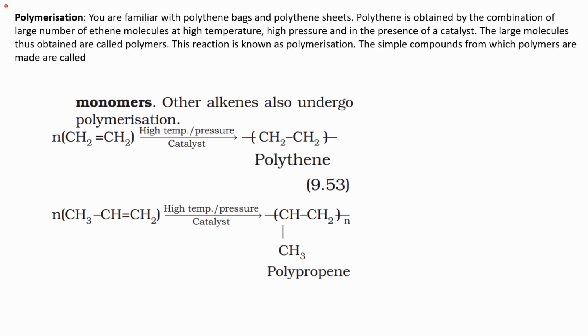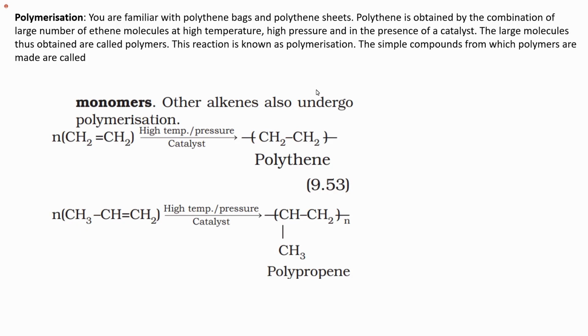So polythene is obtained by the combination of a large number of ethene molecules at high temperature and high pressure, and in the presence of a catalyst. The large molecules thus obtained are called polymers. The reaction is known as polymerization, and the simple compounds from which polymers are made are called monomers. So let's say if we start from the styrene molecule, then the styrene will be the monomer.